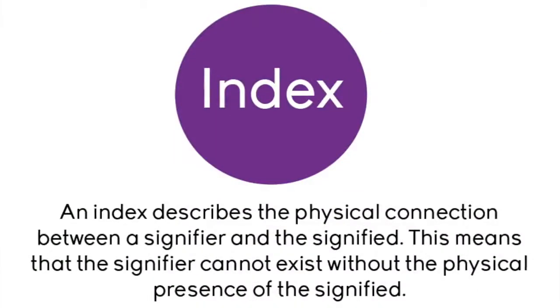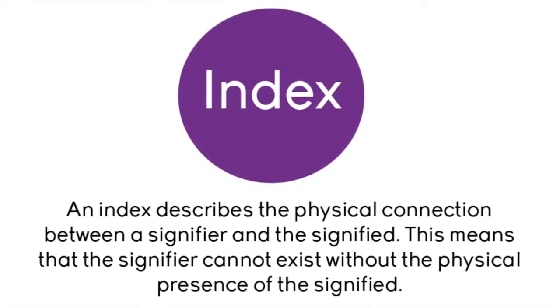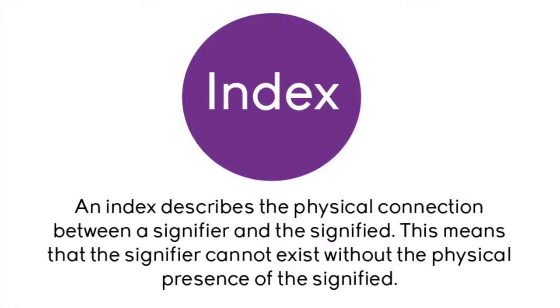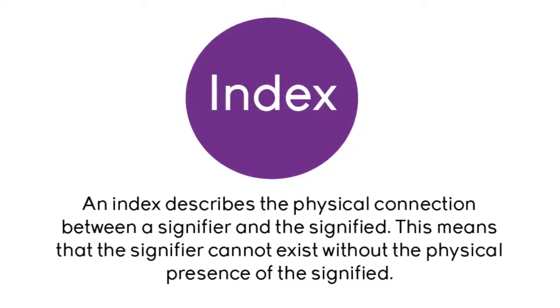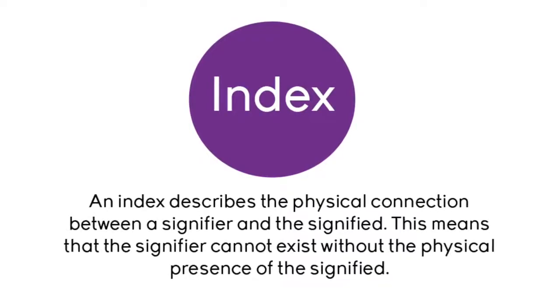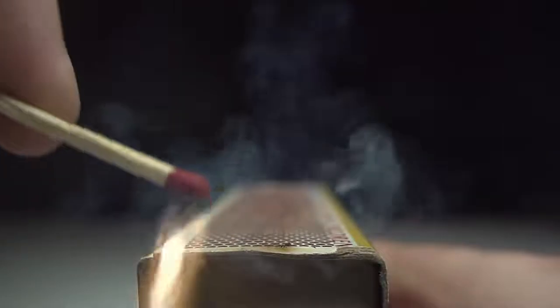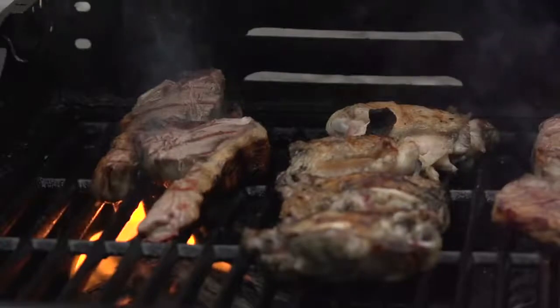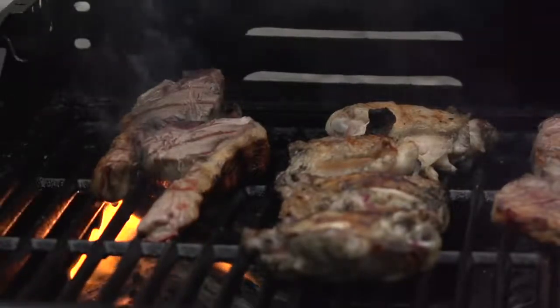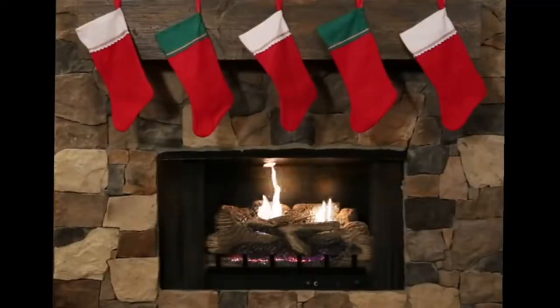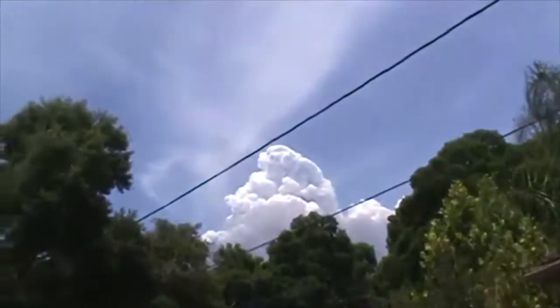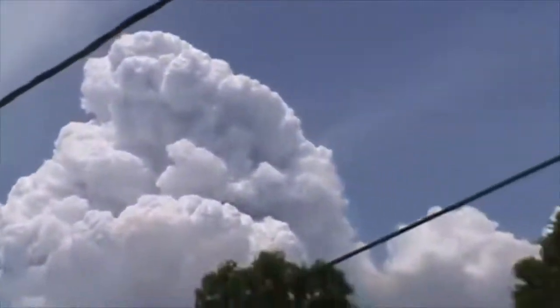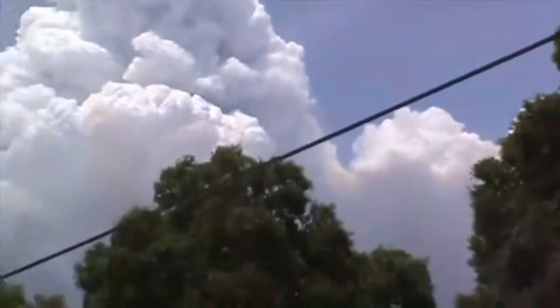An index describes the physical connection between a signifier and the signified. This means that the signifier cannot exist without the physical presence of the signified. Let's look at an example of this concept. Smoke cannot exist without fire. Within this example, the signifier is smoke, which leads to the signified being fire. If we saw a big cloud of black smoke in the distance, the concept that typically comes to mind is that it's coming from a fire.